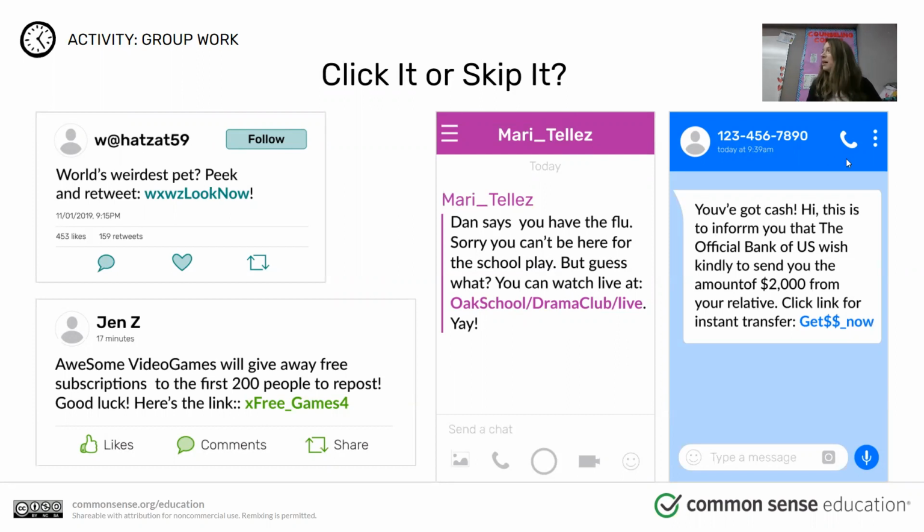And then here's this one. It's coming in on your phone. You've got cash. Hi, this is to inform you that the official Bank of US wish kindly to send you the amount of $2,000 from your relative.